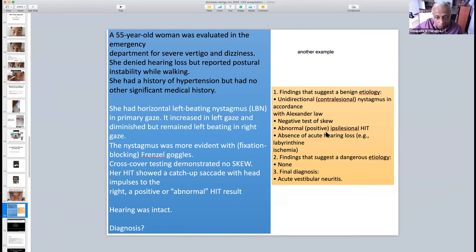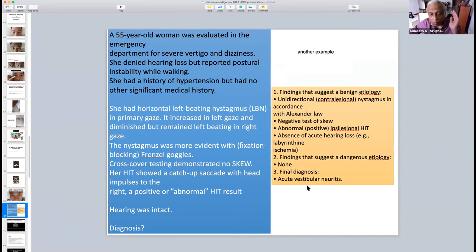She has got an abnormal head impulse test. So when you move the head, the head impulse is abnormal. She's got a positive head impulse, okay? And she has got no skew deviation. So in summary, the head impulse is present, her nystagmus is peripheral in nature, she's got no skew deviation, she's got absolutely no central nervous system features, no Horner syndrome, no numbness of the face, no cerebellar signs, nothing. This lady has acute vestibular neuritis.